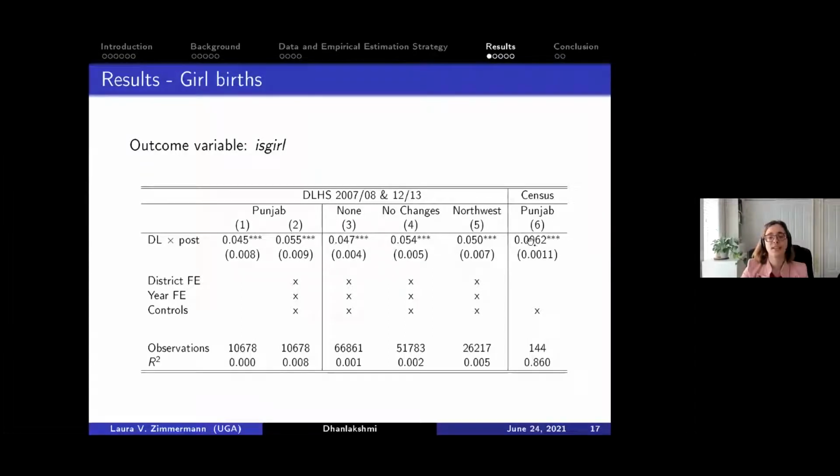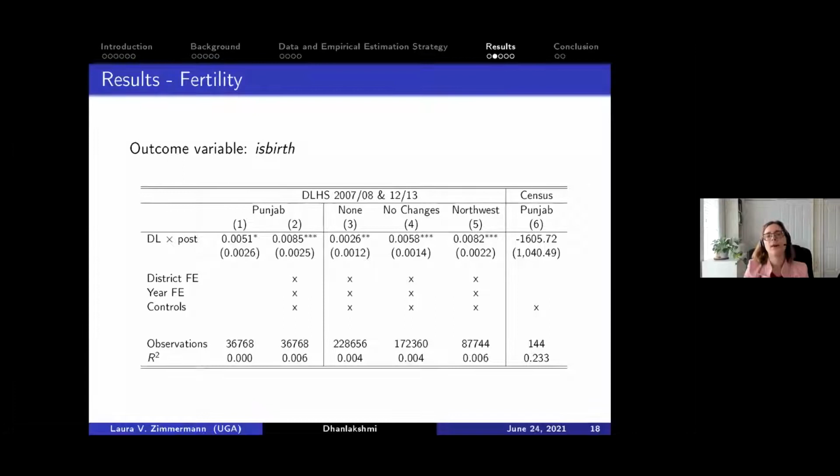And then we can go to the census data, where this is the share of girls out of that 0 to 6 year old cohort. And again, you see an improvement here in the sex ratio. So overall, big improvement in the share of girls here.